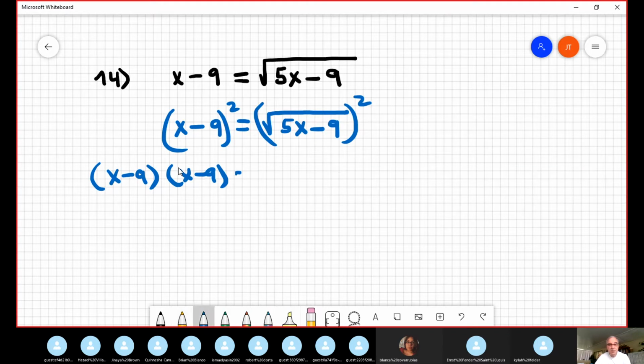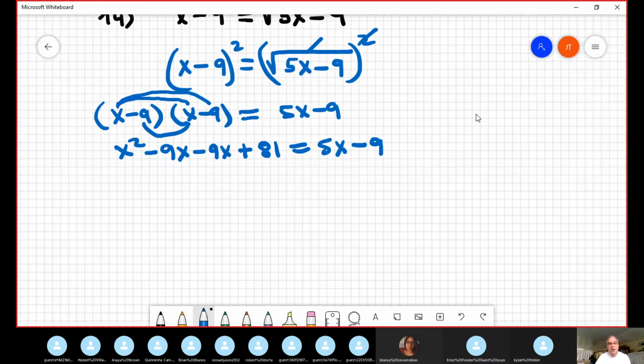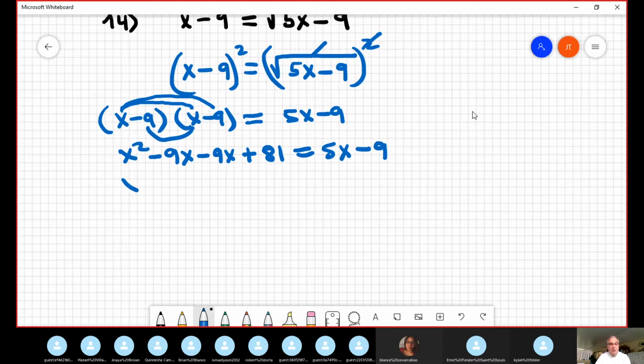Equal sign. And this is 5x minus 9 because square and square root cancel. You FOIL. x times x is x squared. x times negative 9 is negative 9x. Negative 9x again, plus 81, is equal to 5x minus 9. Now we combine: x squared minus 18x plus 81.